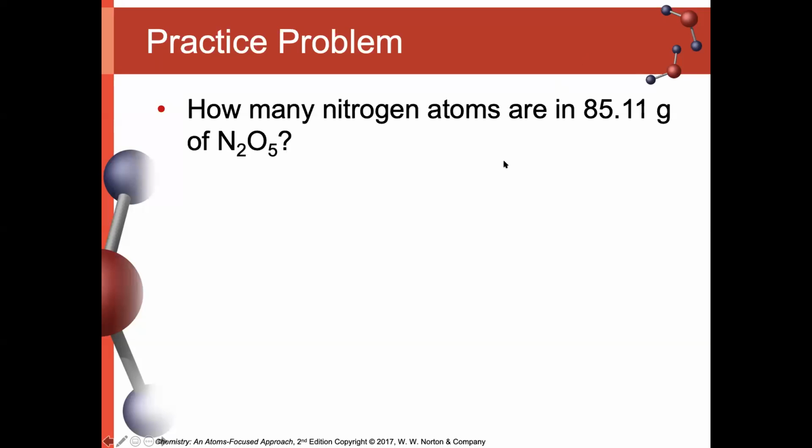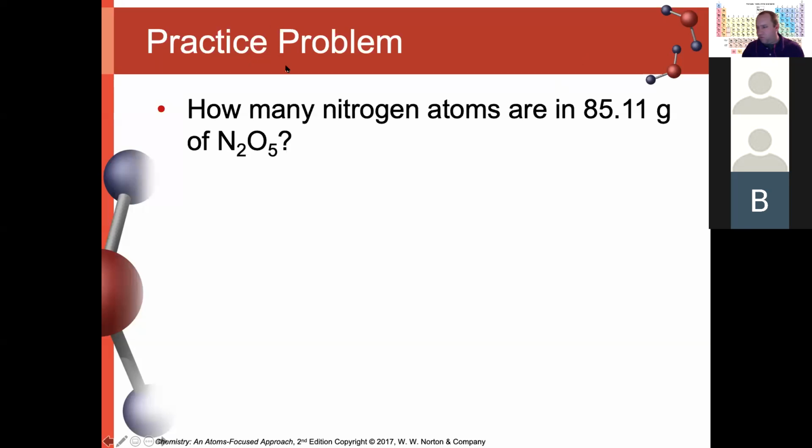Okay, so we're back. Now before we move on to the last bit we're going to look at, let's just do one more practice problem that's a little bit more involved, a little bit closer to what you would see on the homework. And it's a question like this: how many nitrogen atoms are in 85.11 grams of dinitrogen pentoxide?